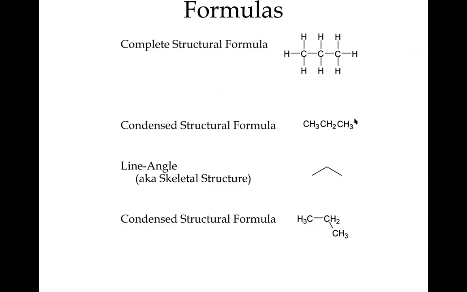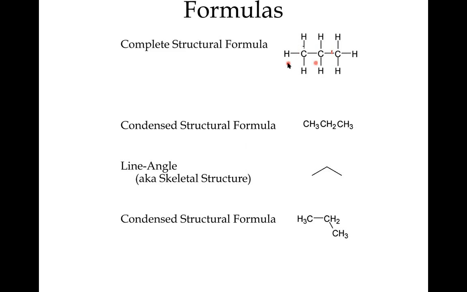And then there are different ways to write out the formulas for these different molecules. Okay, so the complete structural formula is going to draw out each individual element and the bond in between the elements that are bound together, right? So this would be C3H8, or propane. And so that really clearly defines everything that's going on with this molecule.